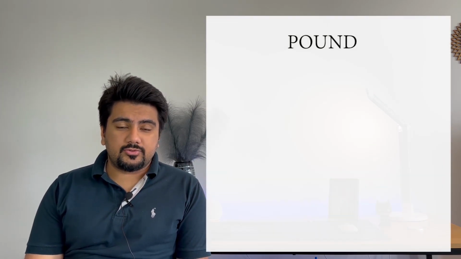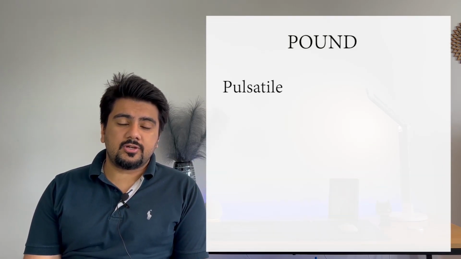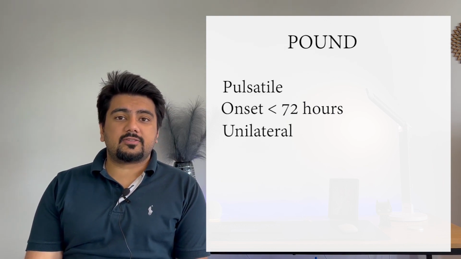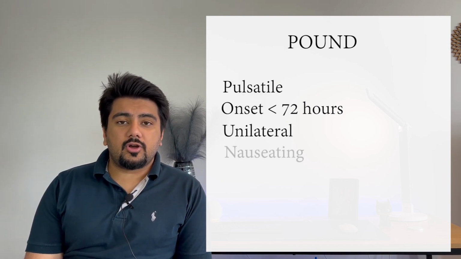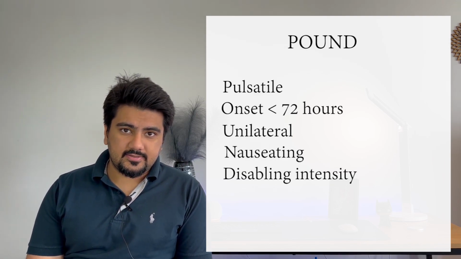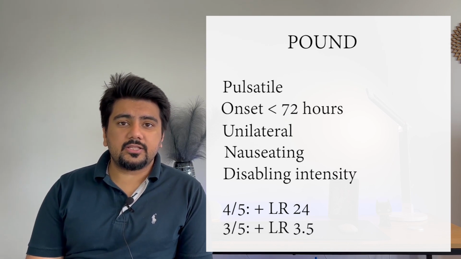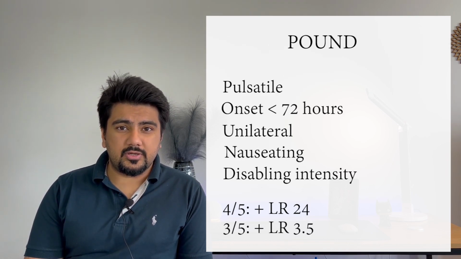Let's start off with the mnemonic. The mnemonic is POUND. P for pulsatile nature, O for onset less than 72 hours duration, U for unilateral in nature, N for nauseating, and D for disabling intensity. If there are 4 out of 5 symptoms present, the positive likelihood ratio for it being a migraine is 24.